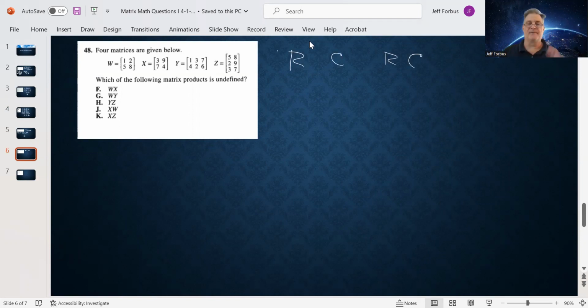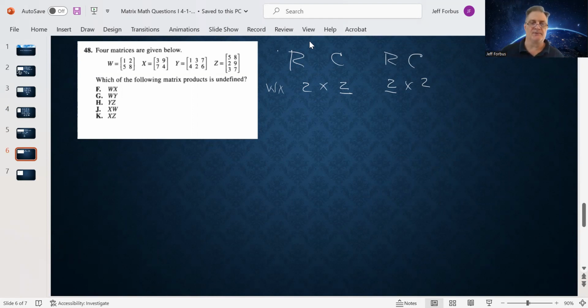So we can take F. We're looking for matrix W times X. So W has 2 rows by 2 columns. And X has 2 rows by 2 columns. Now, notice this number and this number are the same. So when those 2 numbers are the same, that means it's defined. So that's not the solution we're looking for.